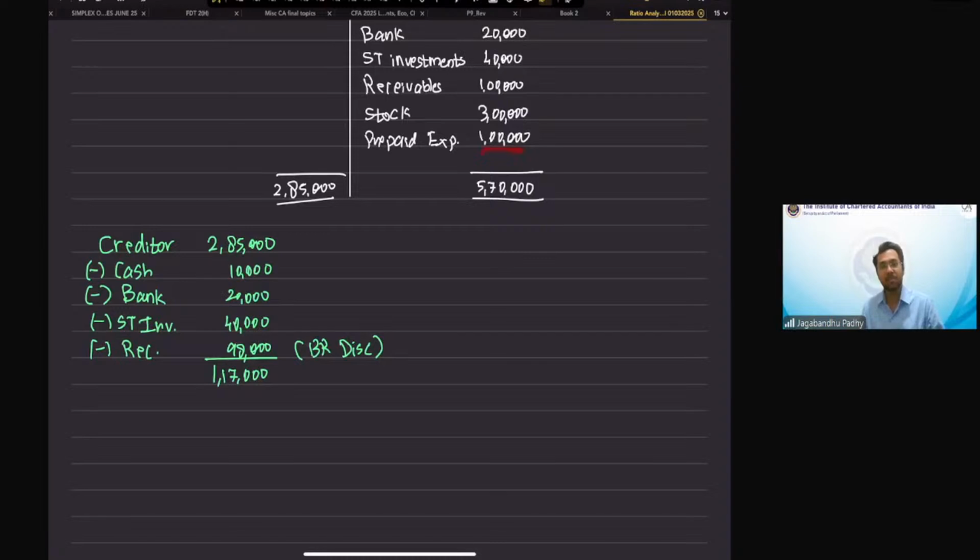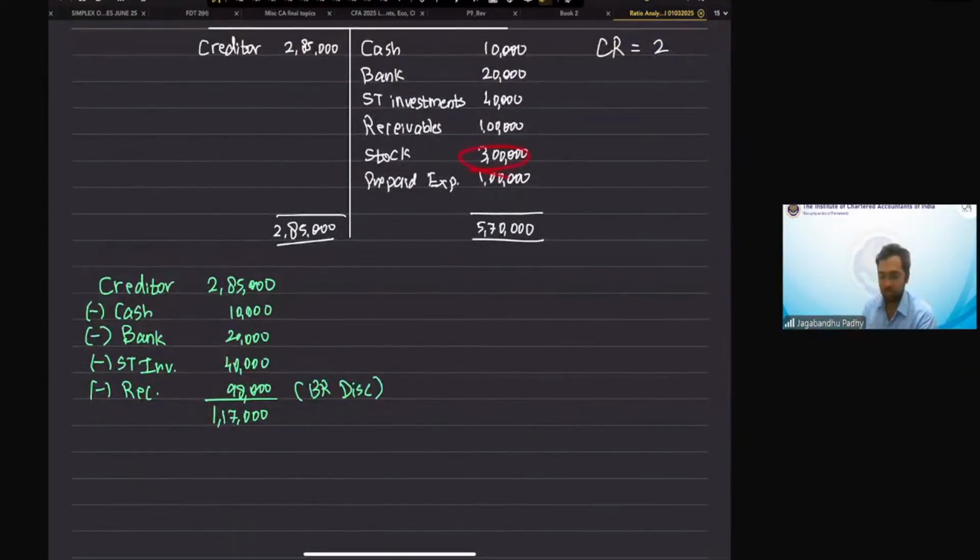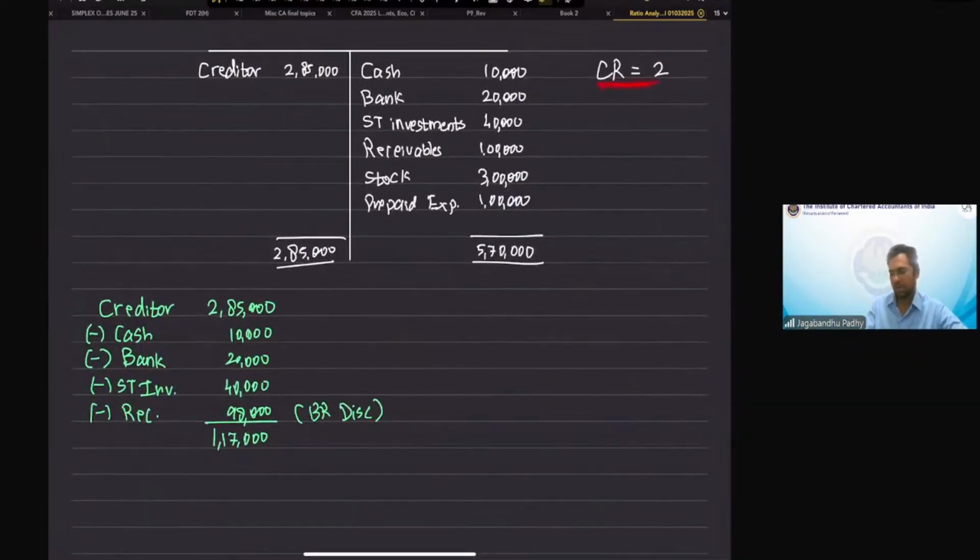Similarly, I can't use this prepaid expense to meet my creditors' claim, right? We can get a loan by pledging, but directly it's not easy for us to make payment by using this stock or prepaid expense. And therefore, in spite of having the current ratio of 2, we may face a situation that we are not able to honor the current liabilities.